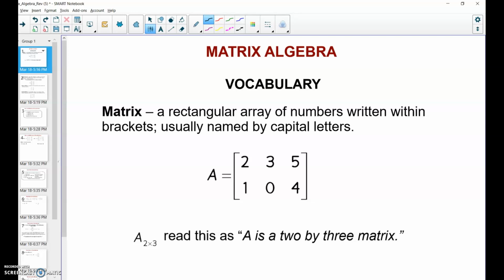But for the most part, this is probably going to be pretty new. So a matrix is a rectangular array of numbers written within brackets, usually named by capital letters. This example here is matrix A, and it's read as A with a subscript of 2 times. But that times actually means 2 by 3, because we notate it by rows, then columns. We have 2 rows and 3 columns.